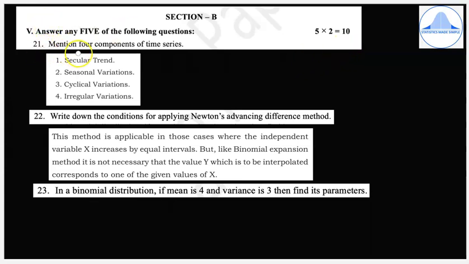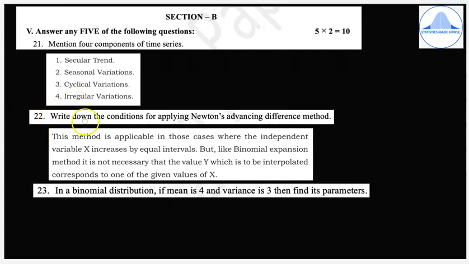21st question, mention 4 components of time series. The first one is secular trend. It's also called the long-term movement. Then you have seasonal variations, then cyclical variations, which are also called oscillatory variations. Then fourth is irregular variations, which are also called random fluctuations.